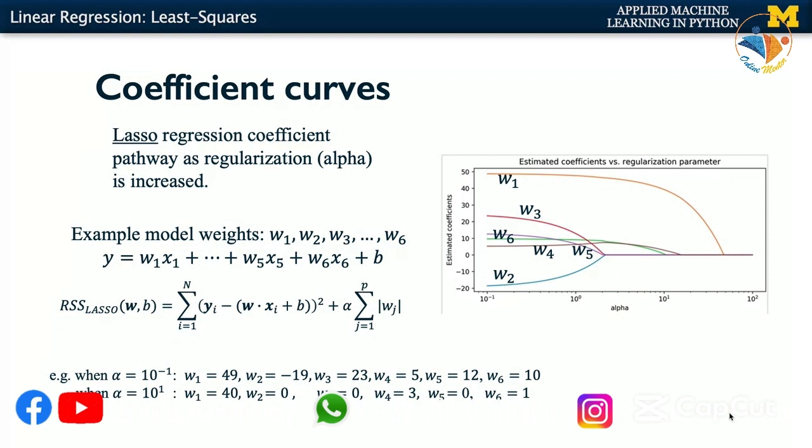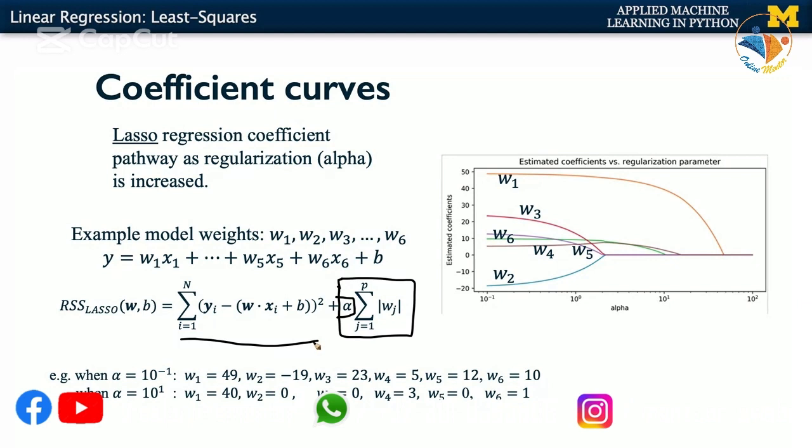Here's the corresponding coefficient curve plot for the same linear model, but this time we fit it using lasso regression, which uses an L1 regularization penalty term. So you can see the L1 penalty term here, and just as in ridge regression, the parameter alpha controls how much weight the objective places on the regularization part versus the ordinary least squares part.